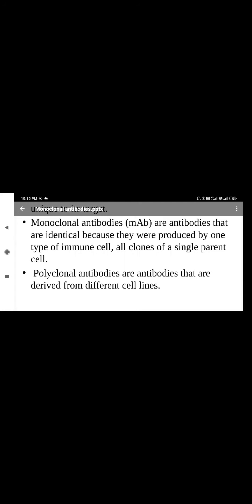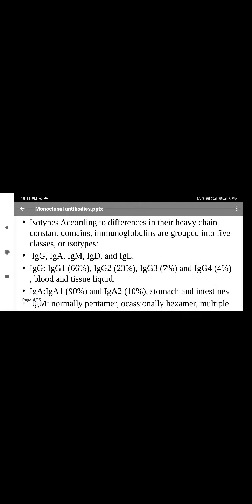Coming to the polyclonal antibodies. Polyclonal antibodies are the antibodies that are derived from different cell lines. Then isotypes. According to differences in their heavy chain constant domains, immunoglobulins are grouped into 5 classes called isotypes, which are IgG, IgA, IgM, IgD and IgE.